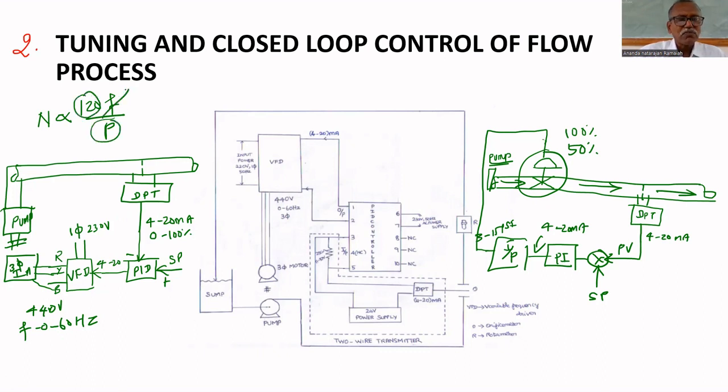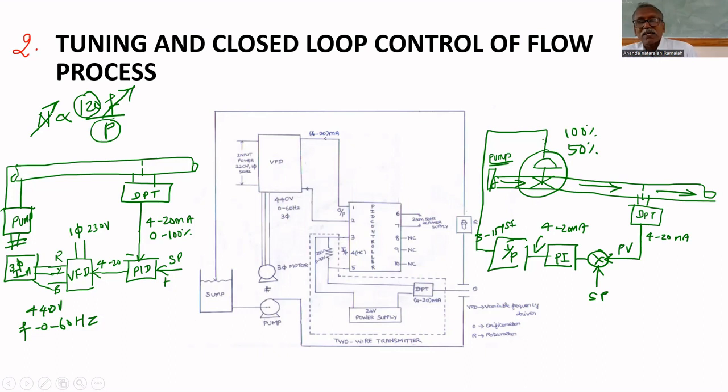120 is constant. That's why if you vary F, speed can be varied. So by varying the speed, we can vary the flow rate instead of putting a valve. That is the advantage of having VFD. If you put like this, you can save 50% of the industrial power. Instead of using valve, if you put the variable frequency drive, 50% of the power will be saved.